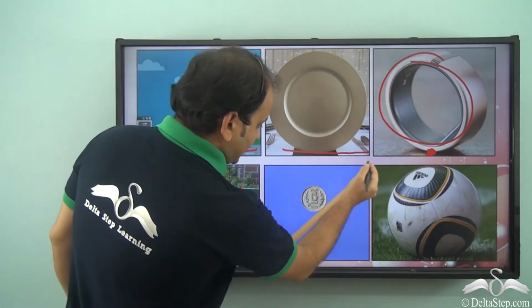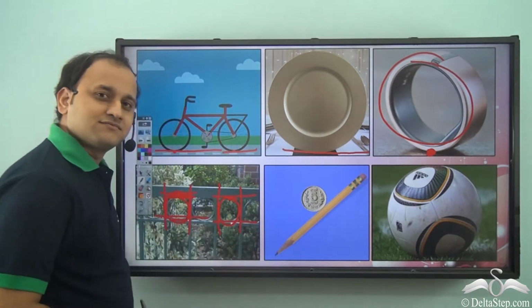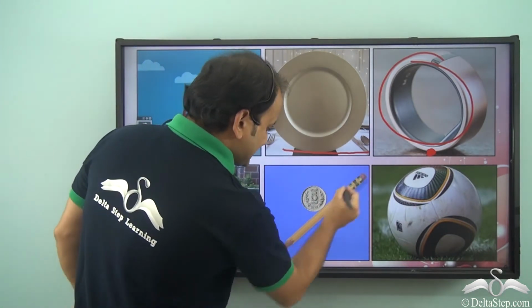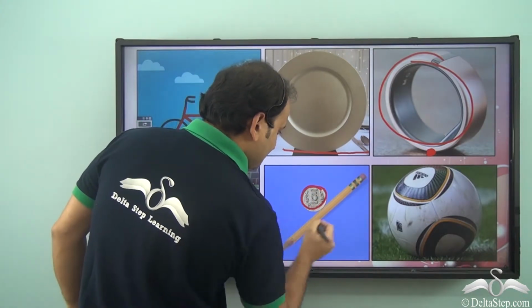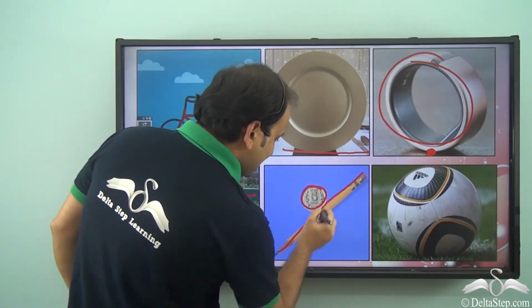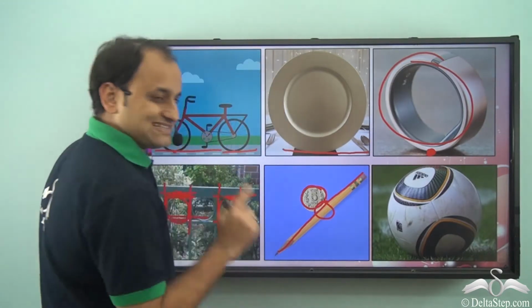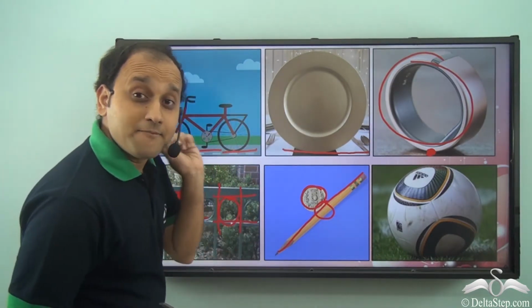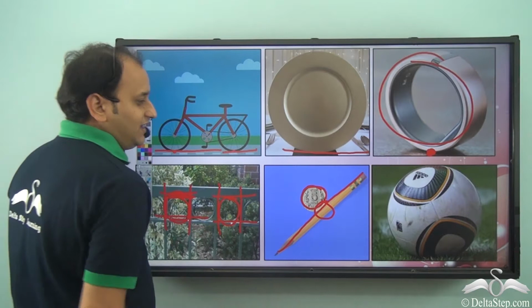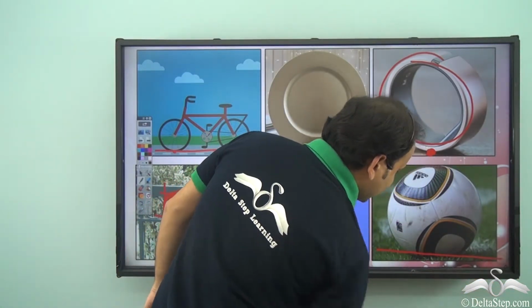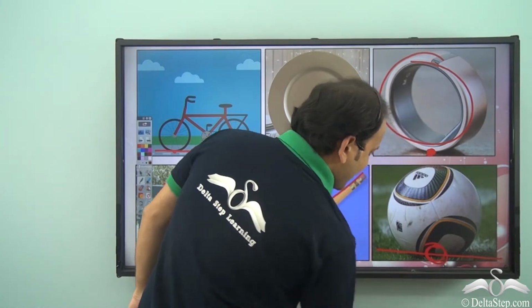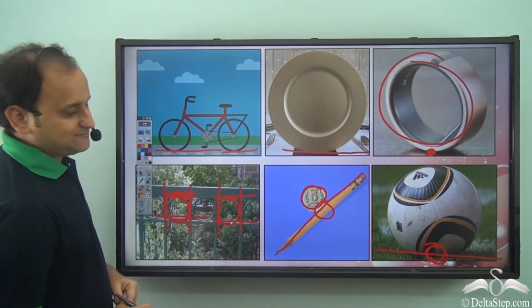Now in the case of this pencil and this coin, again this pencil is acting as a tangent to this particular coin. This is the circle and this is the tangent, and it touches it exactly at one point. Similarly, in the case of football, again the ground is acting as the tangent. There is just one point of contact.